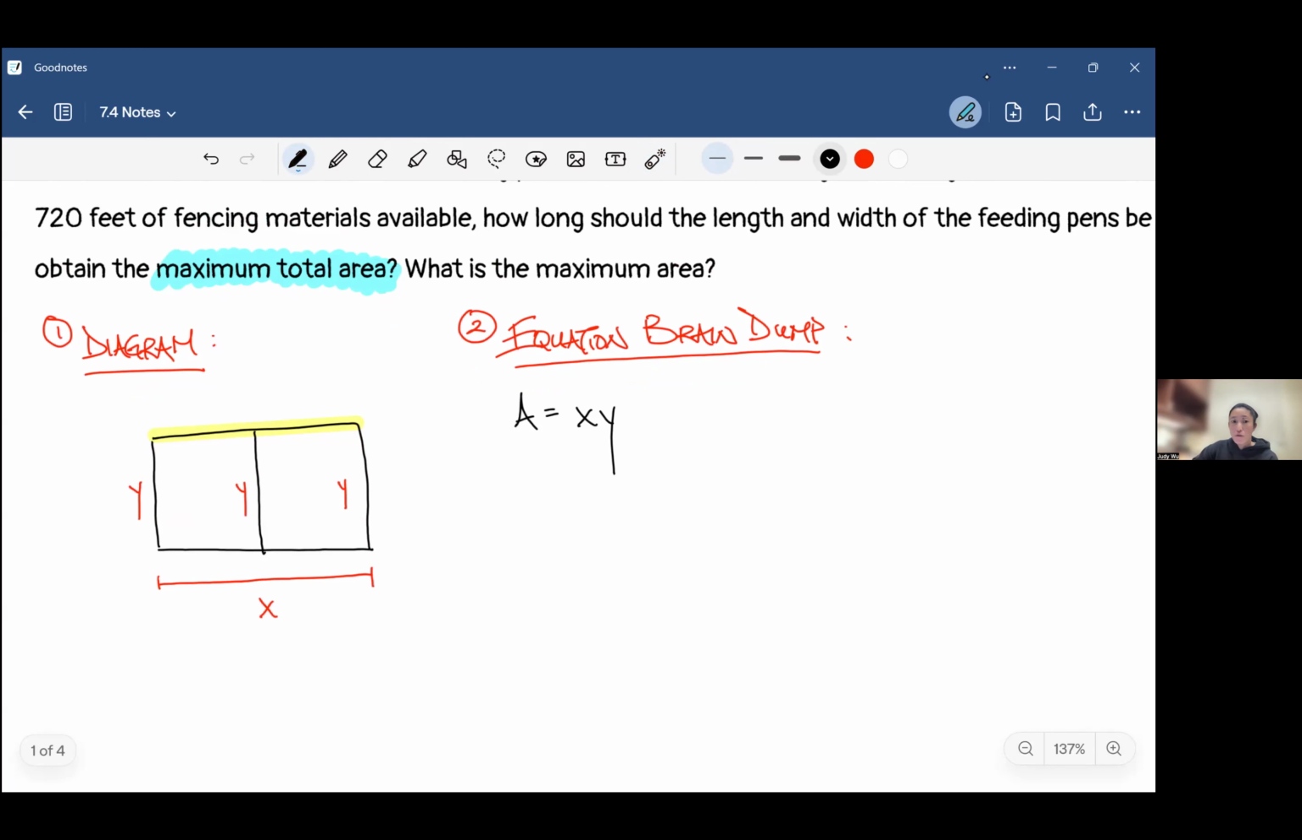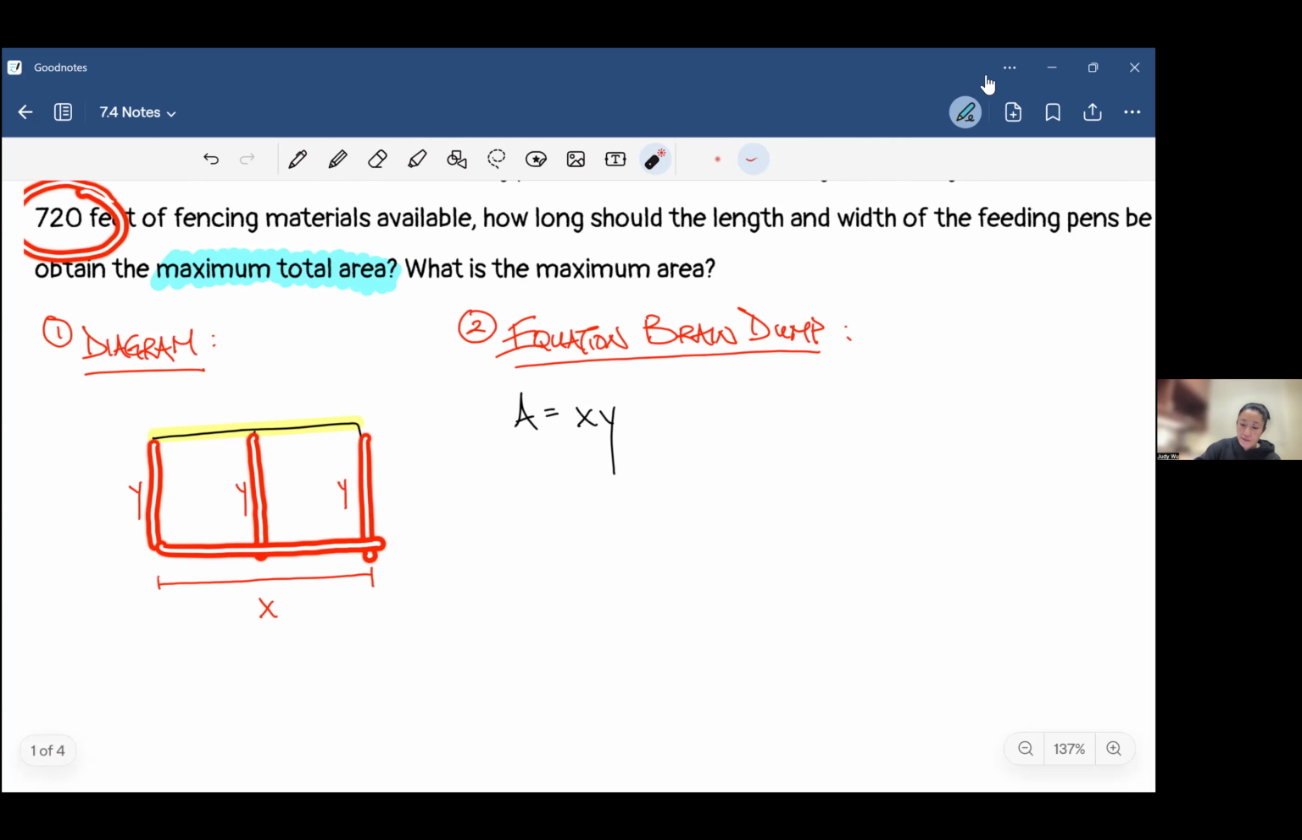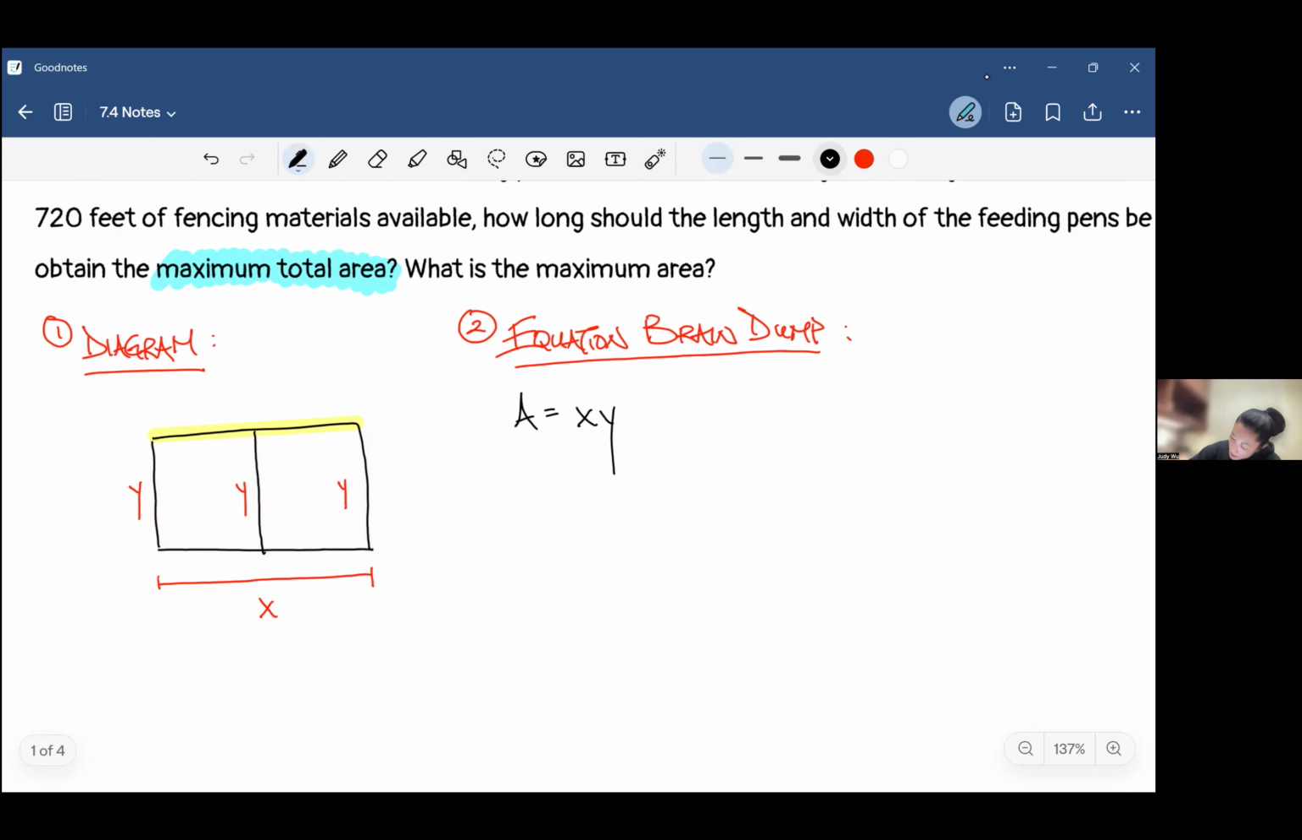So that might be the more obvious equation, but the idea that we only have 720 feet of fencing material actually helps us come up with another equation. In particular, this side plus this side plus this side plus this side should equal 720. So I can write that as X plus 3Y equals 720.